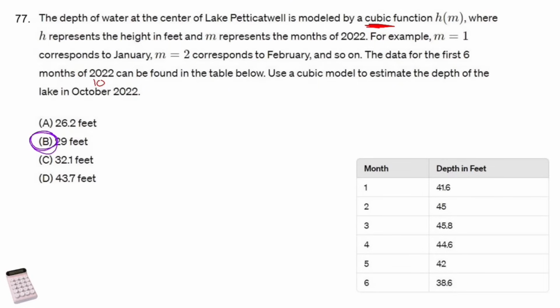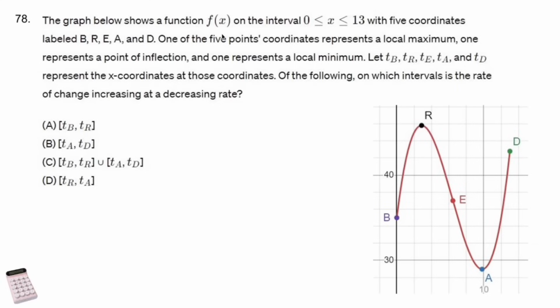Hope this helps. The graph below shows a function f of x on the interval 0 is less than or equal to x is less than or equal to 13. So I care about stuff between 0 and 13. 5 coordinates are labeled B, R, E, A, D. Sounds like a word. BREAD. One of the 5 points represents a local maximum, one represents a point of inflection, and one represents a local minimum.